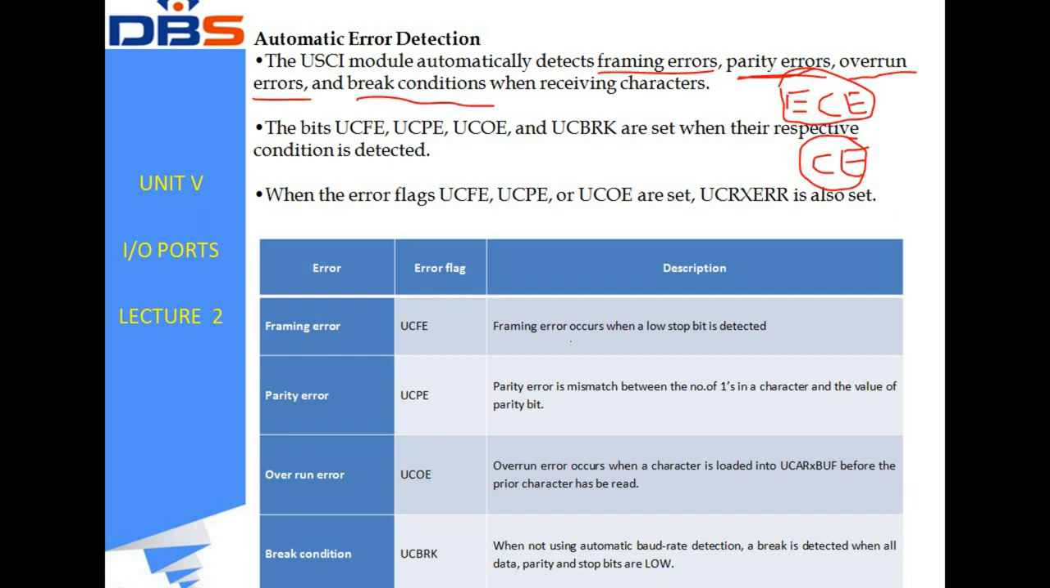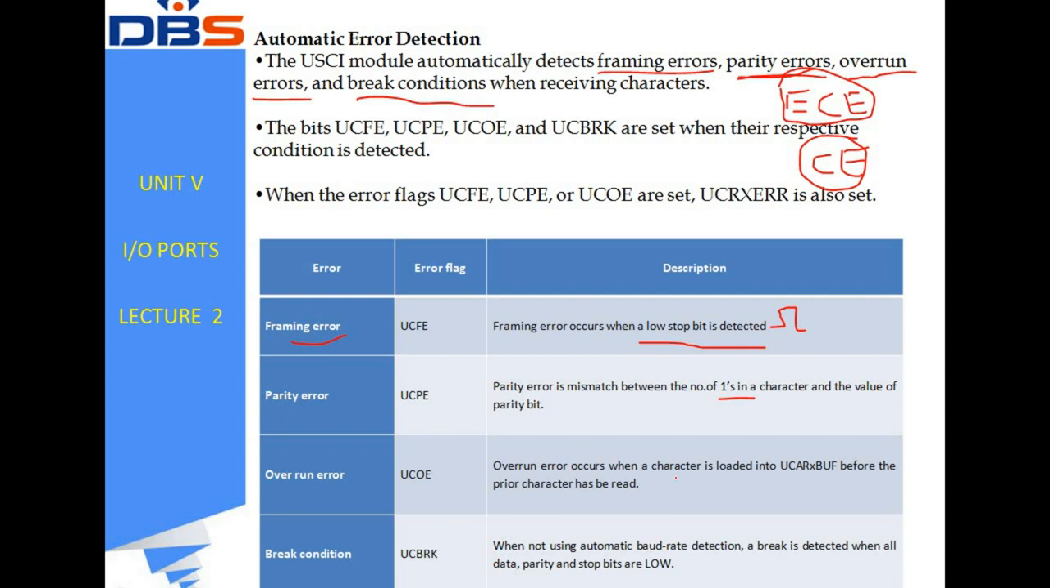Framing error occurs when a low stop bit is detected. That means the stop bit has to be high, so we need to transmit the data in a high mode. Whenever the data is low, it will be identified that a framing error has occurred. Coming to the parity error, as I have already said, the parity error is a mismatch between the number of ones in a character, whether even parity or odd parity, and the value of the parity bit.